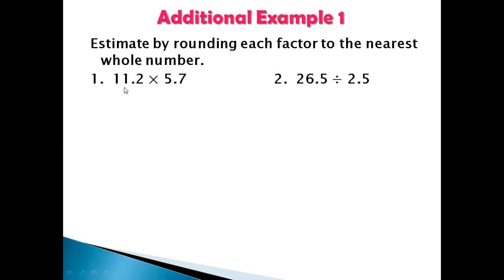the 1 is being rounded, so we look at the number behind, which is a 2, and that tells us we round down. So 11 and 2/10 is going to become 11. And then we're going to multiply that by 5 and 7/10. The 5 is being rounded, so we look at the number behind, which is a 7, and the 7 tells us we round the 5 up, so it becomes a 6. And 11 times 6 is 66.